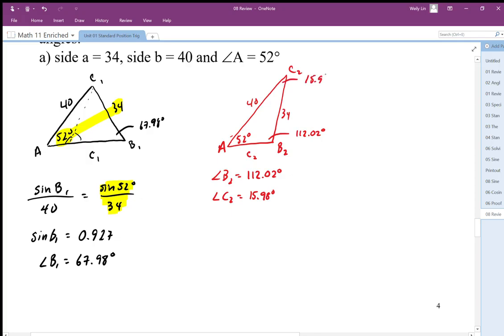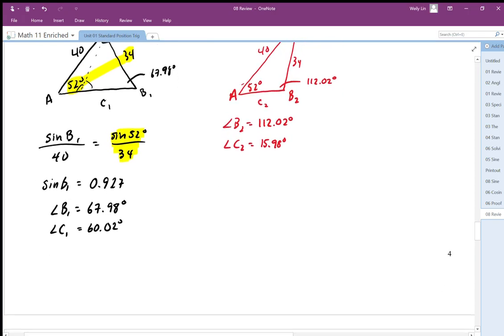I just need to find my third side here. For angle C1, we do the same thing. 180 minus 52 minus 67.98, and that gives us 60.02 degrees. Okay, so that's going to be 60.02 degrees, and we deduce that from 180 degrees.